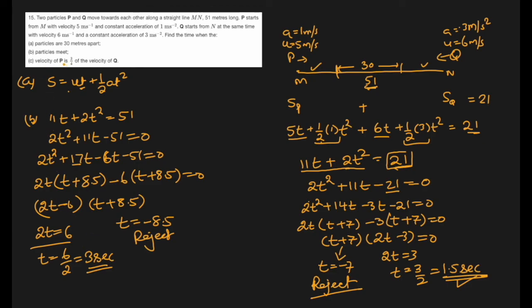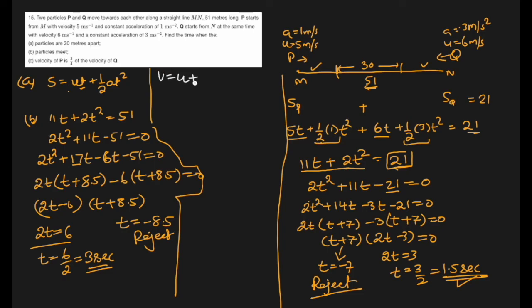Velocity of P is 3/4 of velocity of Q. This one needs some different approach. Okay, let's use this space. So V equal to U plus AT, right? Their velocities, the language is not right. Velocities cannot be equal or 3/4 because they are in opposite directions. But what they mean is speed. Speed of P is 3/4 of speed of Q, because direction is to be ignored in this case.